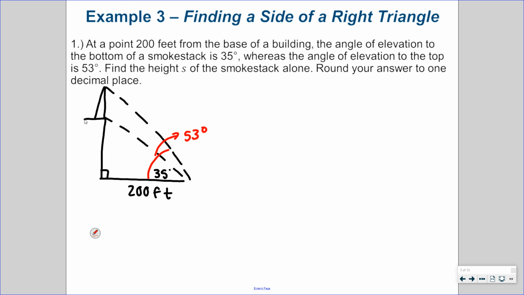That whole angle is 53 degrees. Find the height S of just the smokestack. Just that piece right there. Okay, so we're going to have to set up a couple of ratios here. This is kind of like that mountain one we did before. Let's do this little right triangle first.